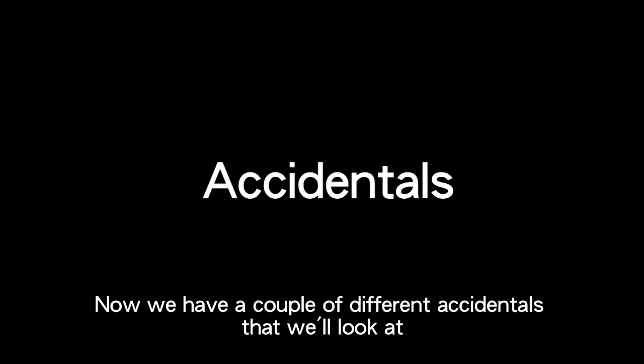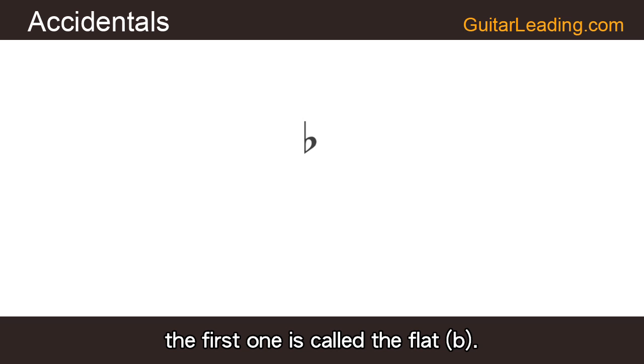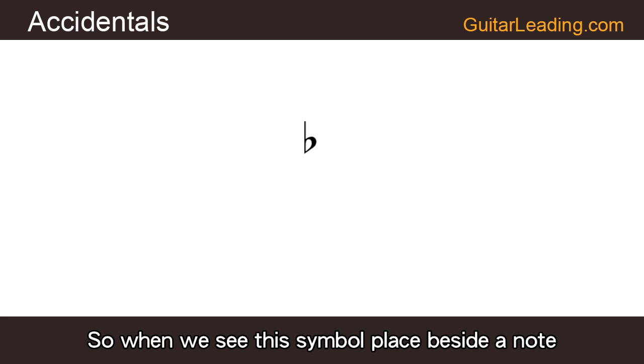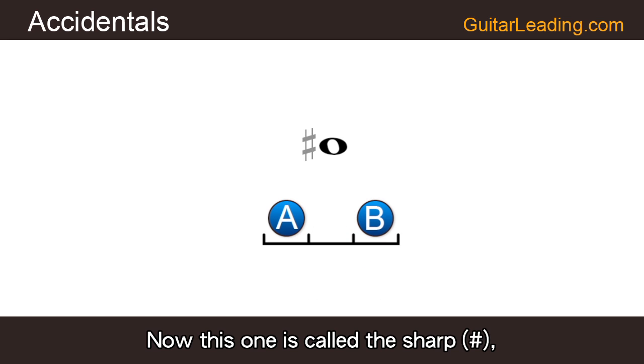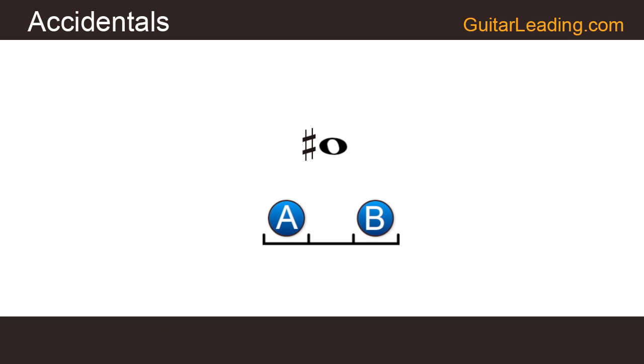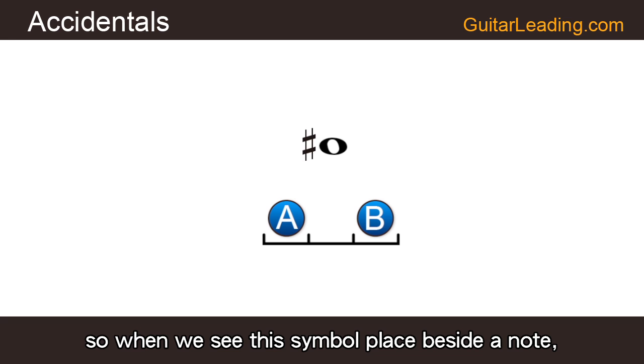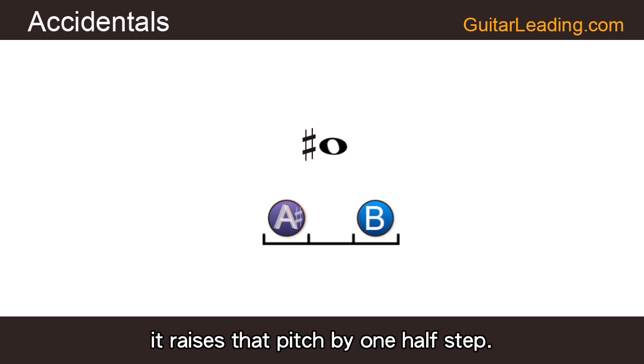Okay, so now let's talk about accidentals. We have a couple of different accidentals that we'll look at. The first one is called the flat. When we see this symbol placed beside a note, it lowers the pitch by 1/2 step. This one is called the sharp. When we see this symbol placed beside a note, it raises that pitch by 1/2 step.